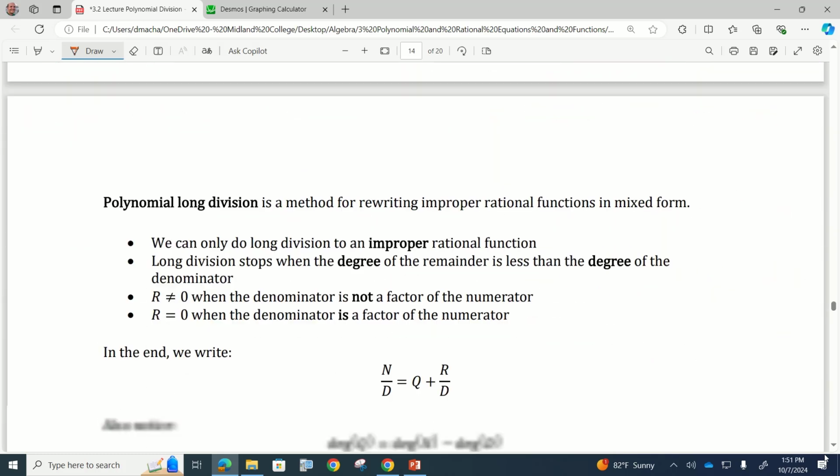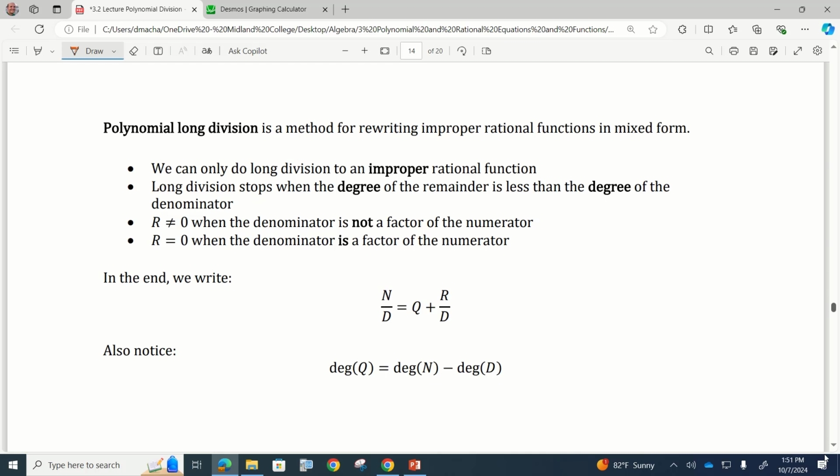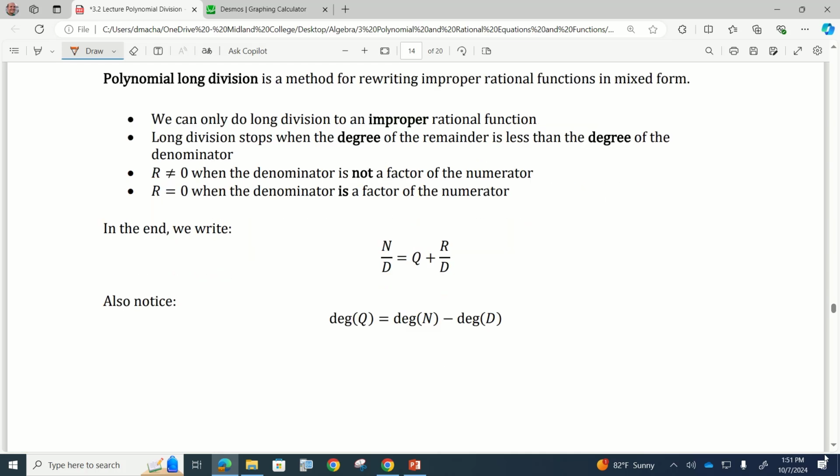Okay. So a little recap. We can only do long division to an improper rational function. If you already have a proper rational function, there's no reason to do long division. Long division is going to stop only when the degree of the remainder is less than the degree of the denominator. The remainder is not 0 whenever the denominator is not a factor of the numerator. And the remainder is 0 when the denominator is a factor of the numerator.